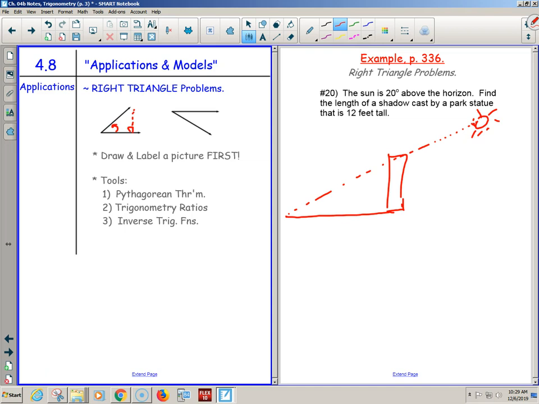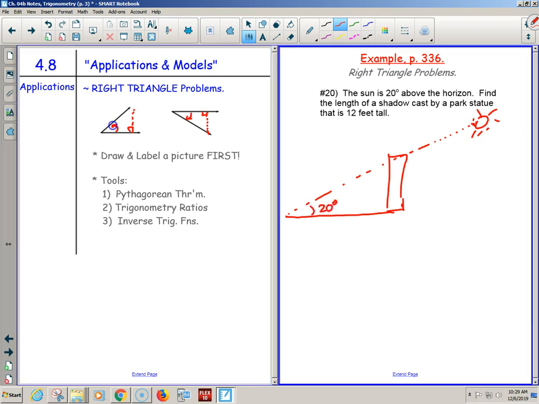This one, it was the statue that came down at a right angle. Other ones, it could just be north and south versus east and west coming at a right angle. It might not be super obvious where the right angle is, because the sun's way out in the sky, shining down on the statue that's 12 feet tall.